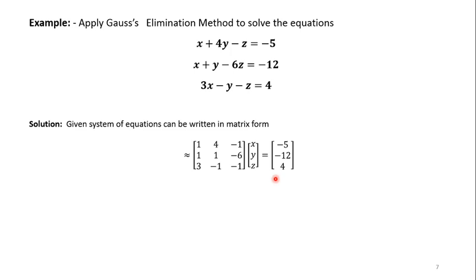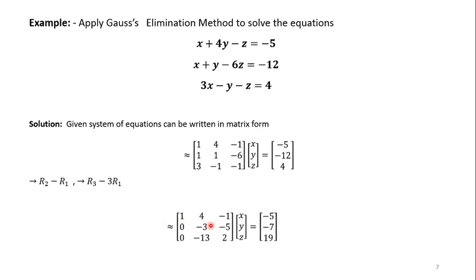Now by means of only elementary row operations, you are going to make the elements below to 0 with the help of the first pivot element. So on applying r2 minus r1, and on applying r3 minus 3r1, this matrix equation is reduced by these operations to 1, 4, minus 1; 0, minus 3, minus 5; 0, minus 13, 2; x, y, z; minus 5, with the first row kept as it is. You are changing r2 and r3 by this rule, with 19 remaining in the last term here.